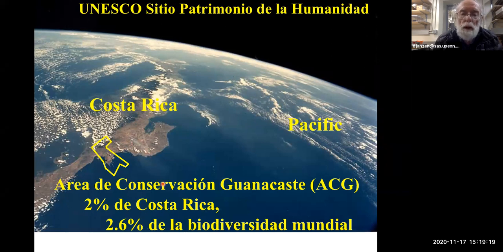Okay. Now, Costa Rica itself, this area that you see in the lump here, to give you some sense of scale, is 2% of Costa Rica. That's the conservation area. And it contains 2.6% of the world's biodiversity. If you added up all the terrestrial biodiversity around the world, this comes out to 2.5% of it sitting right there in that little tiny lump.